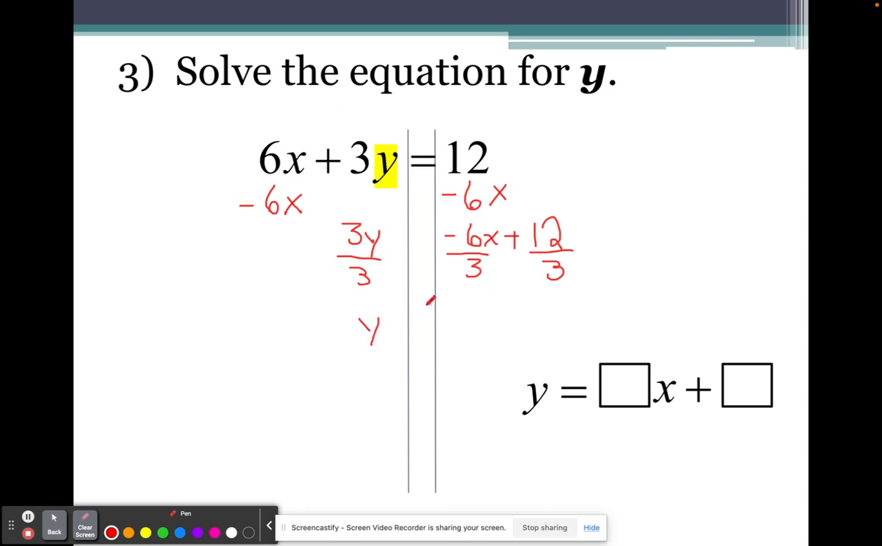Negative 6x divided by 3 is negative 2x. 12 divided by 3 is 4. Like I said, I could have written this as negative 6x plus 12, all of that over 3, and I could still simplify it the same way. I just think it's easier sometimes to see how you can simplify it when you put the 3 under each of the terms. So I have negative 2x plus 4.